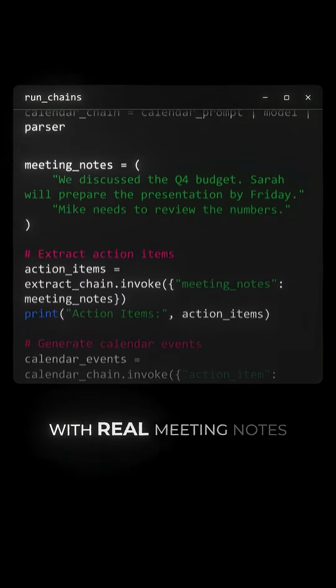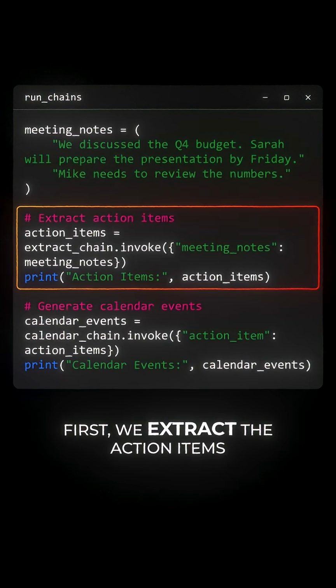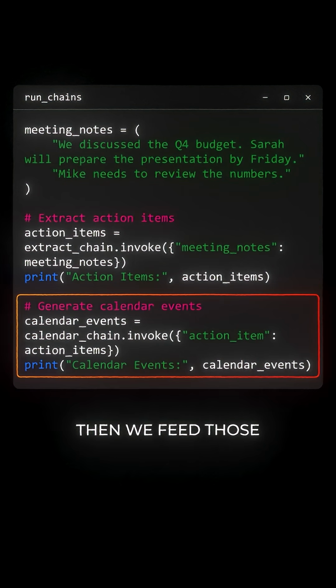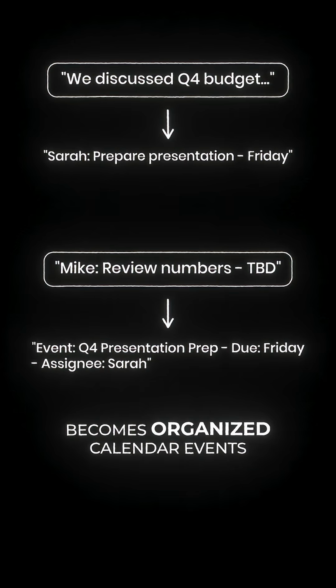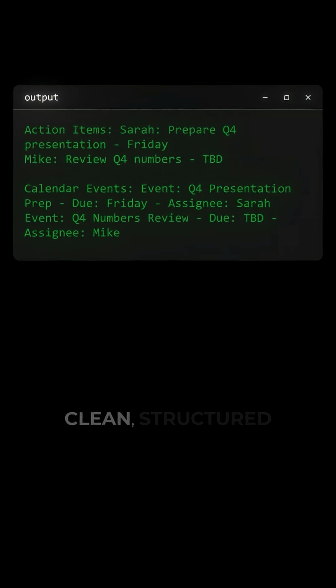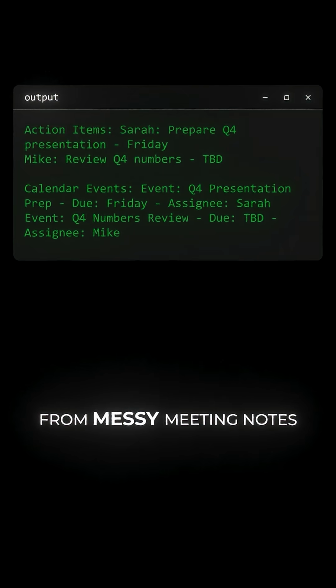Let's run our chains with real meeting notes. First, we extract the action items. Then we feed those into our calendar chain. Watch how the unstructured text becomes organized calendar events. And there's our result: clean, structured calendar events from messy meeting notes.